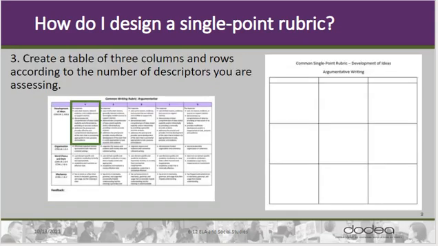Next, you're going to create a table of 3 columns and rows that match the number of descriptors you are assessing. So as you can see in my example, we have the 3 columns going down because I am using the proficiency here, and it has 3 bullet points, so I'm going to pull those into the rubric so I can assess them or have the kids self-assess based on those 3 points.